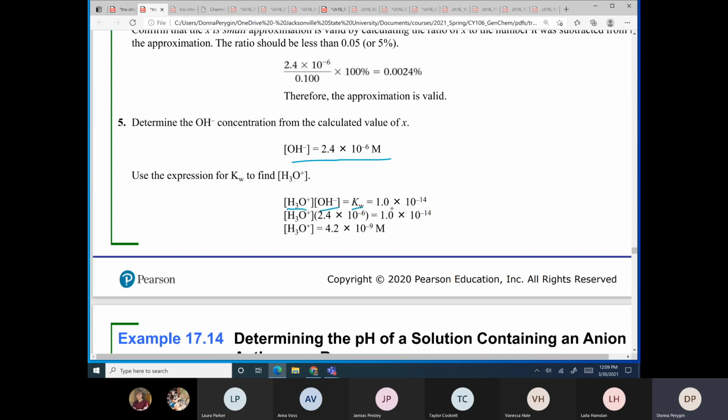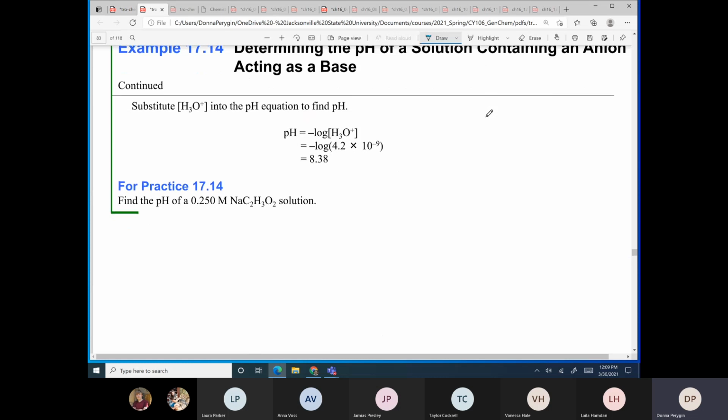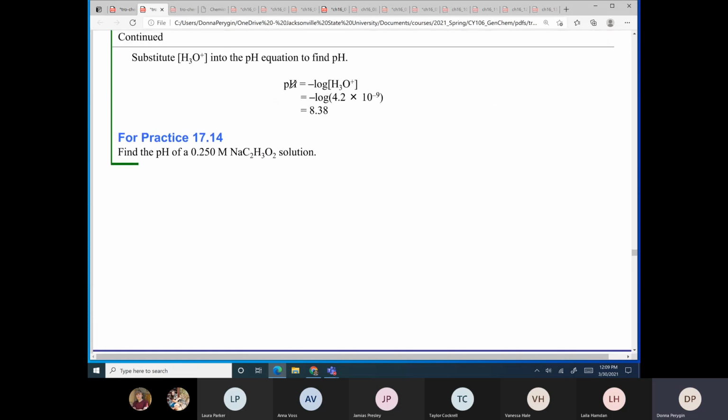H3O plus times OH minus equals KW. And so you solve for H3O plus, which gives you 4.2 times 10 to the minus 9. And we're going to work the 4 practice problem, guys. So that's pH is equal to negative log of H3O plus, is equal to negative log of 4.2 times 10 to the minus 9, is equal to 8.38. Okay, which makes sense because we're working a basic problem.